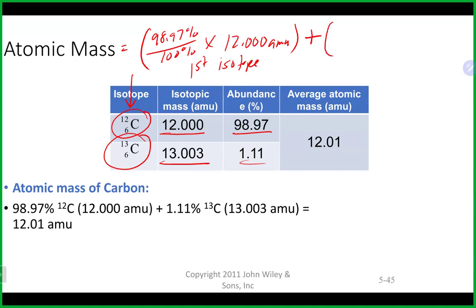And we're going to do the same thing for our second isotope, which is this one. If you want, you could not divide by 100 and simply move the decimal point over 2 places to the left, and you could do that as well. And again, we're going to multiply that by 13.003 AMU. And you can see here, you will end up with 12.01, which is the number that you see there on the periodic table. So what we do see on the periodic table is the average atomic masses of all of the naturally occurring isotopes for that particular element.